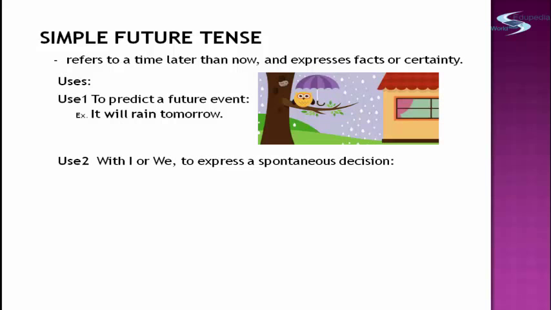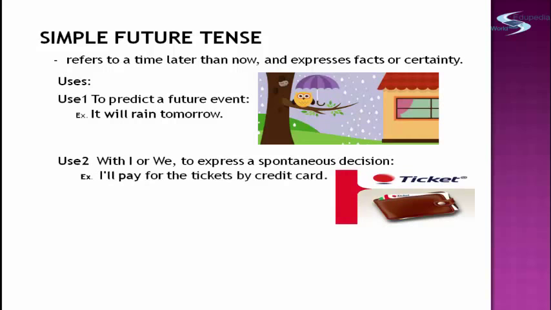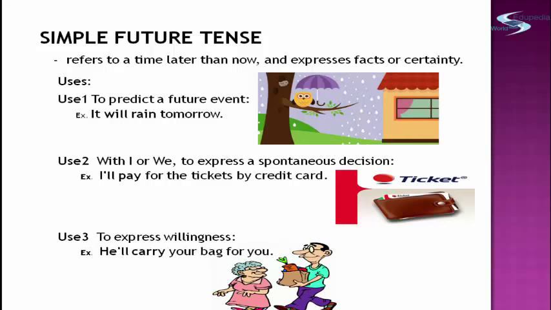It is used with I or we to express a spontaneous decision. I'll pay for the tickets by credit card. The simple future tense is used to express willingness. Example, he'll carry your bag for you.